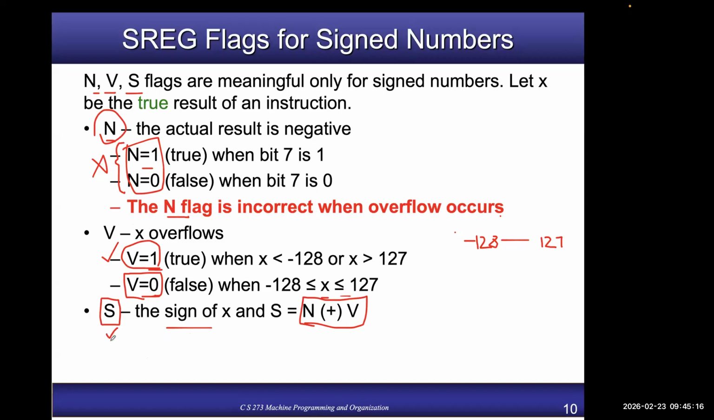If the S flag is equal to 1, it means the result of the operation which you performed on two signed numbers is negative. If S is equal to 0, it means the result of the operation which you did on the two signed numbers is positive. Okay. So S is equal to 1 when x, which is basically the result, is less than 0, and S is equal to 0 when the result of the operation is greater than or equal to 0. Okay.